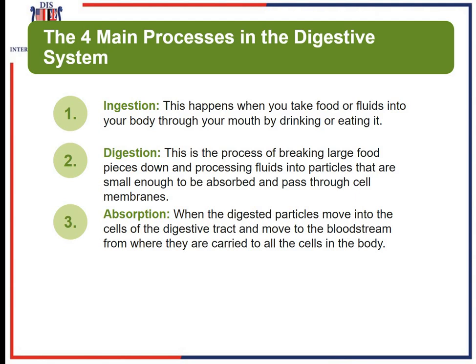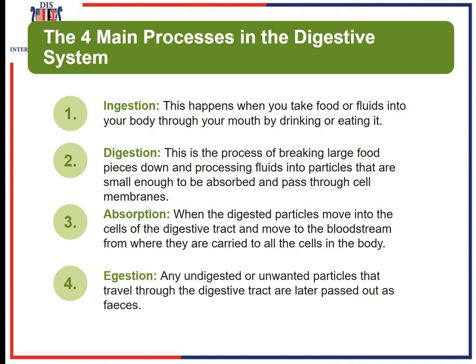And then absorption, I will take it into my bloodstream so the blood can carry it to the cells of my body, and then I will have the waste products. I need to get it outside my body. This is egestion. So I have ingestion and egestion. They're opposite to each other. The unwanted particles, the waste products, the solid waste are removed from the digestive system through egestion.